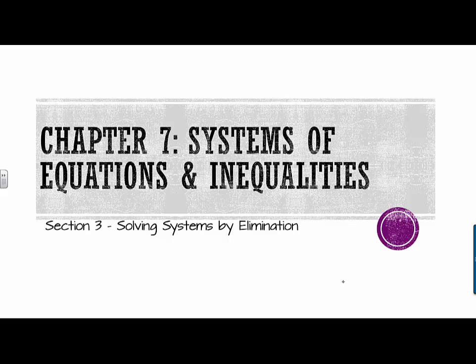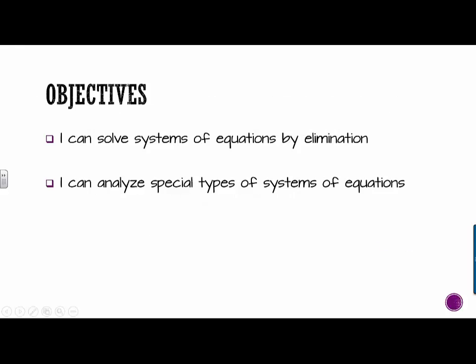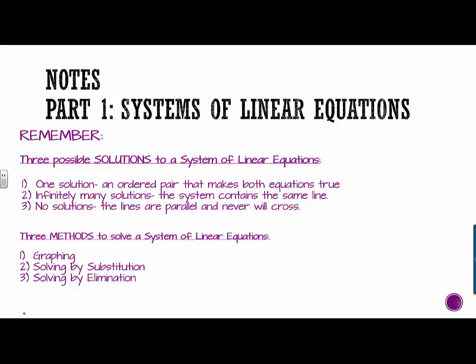Chapter 7, Section 3 is about solving systems, but this time we're going to use something called elimination. By the end of this lesson, you should be able to solve systems of equations with this new method, and then analyze the special types that we keep talking about. Remember, from the past 2 days, there are 3 possible solutions.